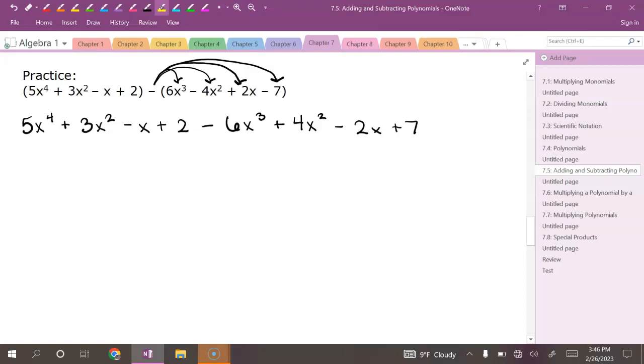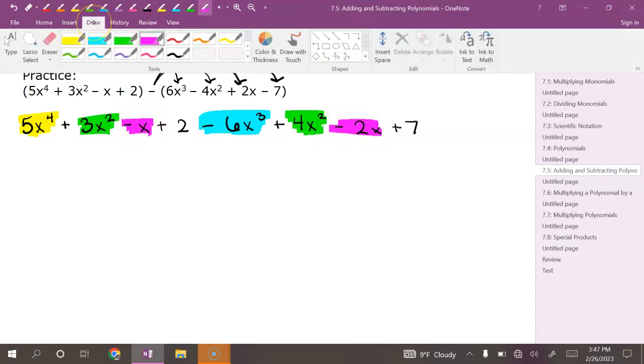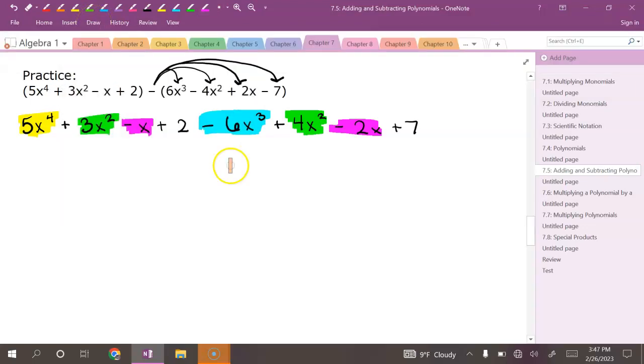Okay, and then I started looking for like terms. I always start with the biggest exponent I see, so that's that 5x to the 4th, and I actually don't see any other 5x to the 4th, so that's going to be the only one that I highlight in yellow. Then I've got x to the 3rd is what I would look for next, which I only see one of those, 6x to the 3rd, and it's actually minus 6x to the 3rd, so I would make sure you color that negative sign with it. Then I look for x squareds. I see 3x squared and 4x squared, those go together. Then x's, so -x, -2x, and it's like I need another color of a highlighter. Let's see what orange does. 2 and 7.